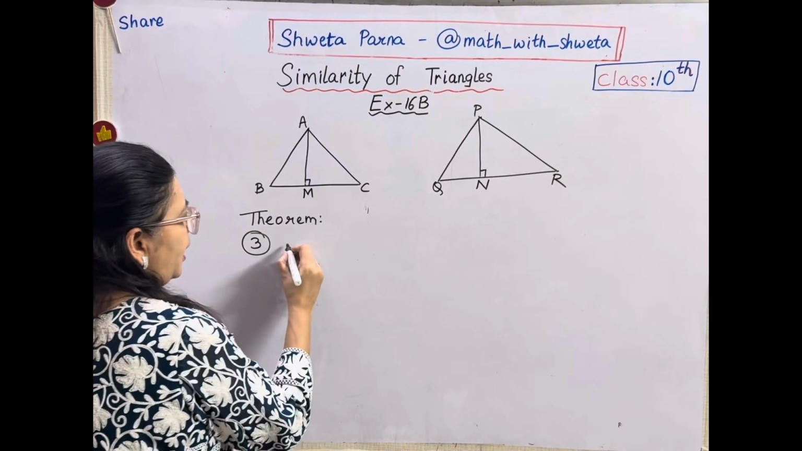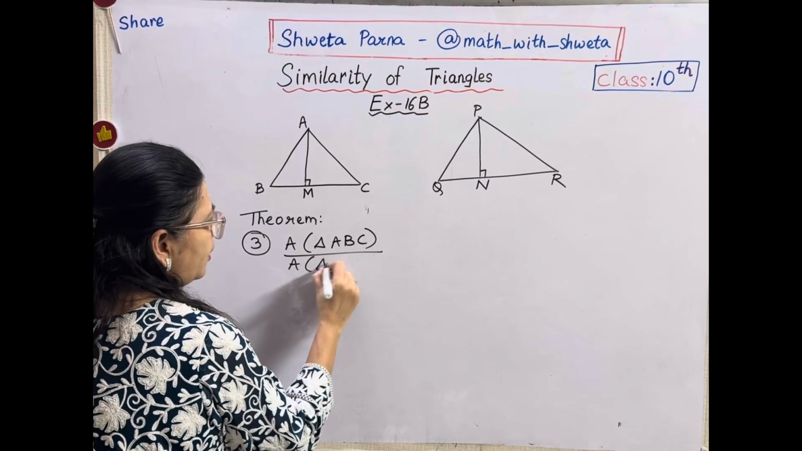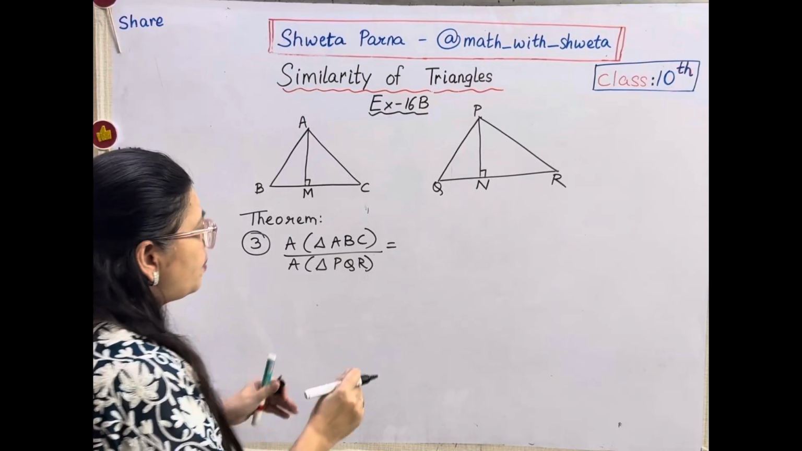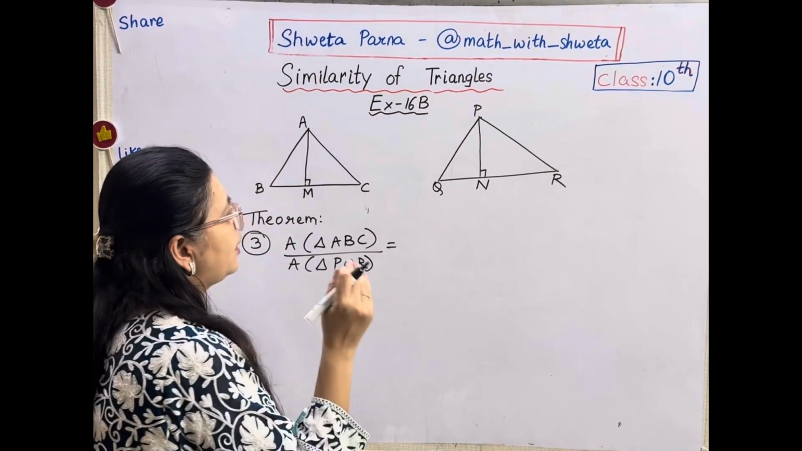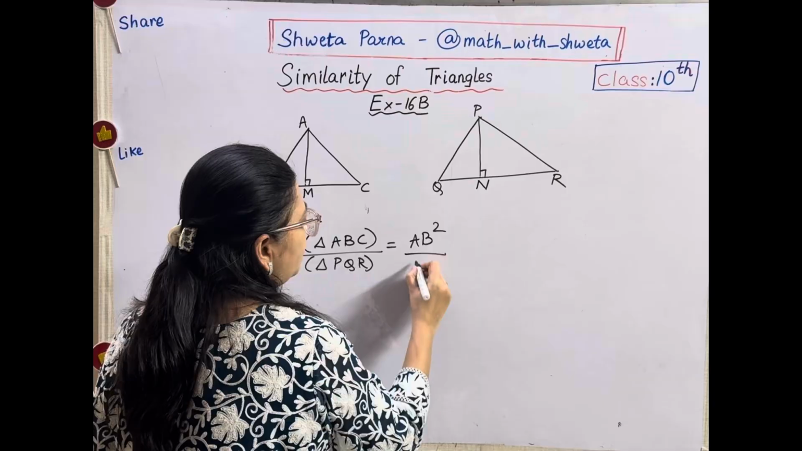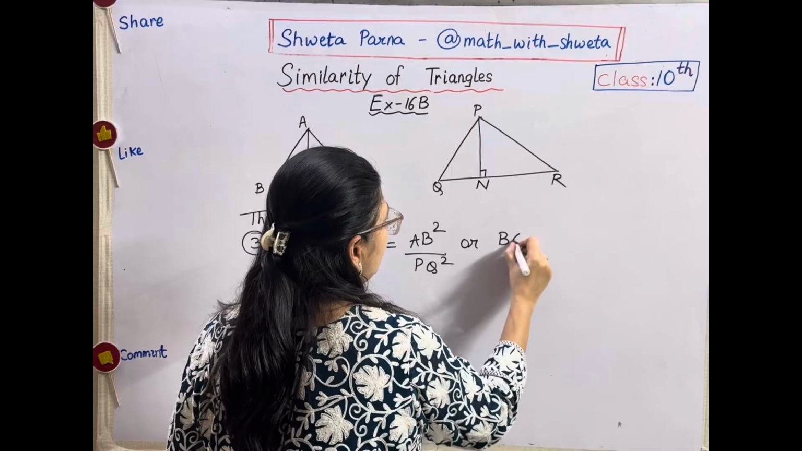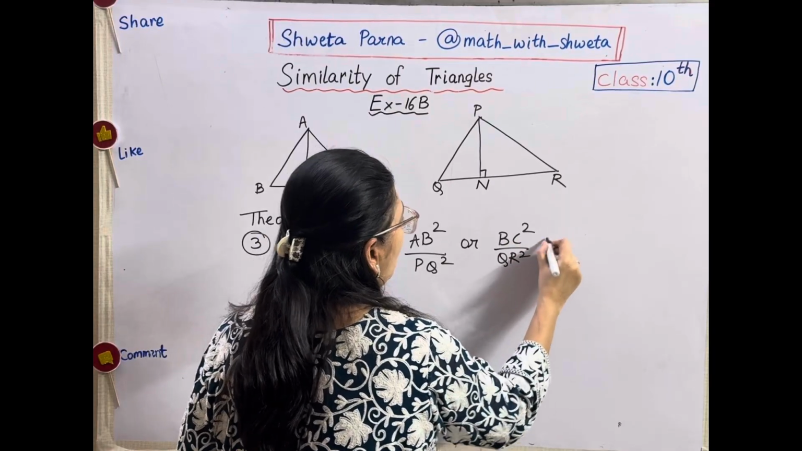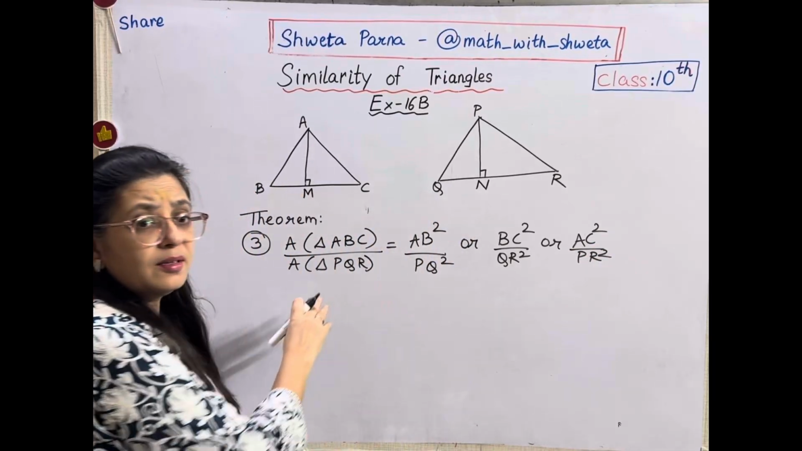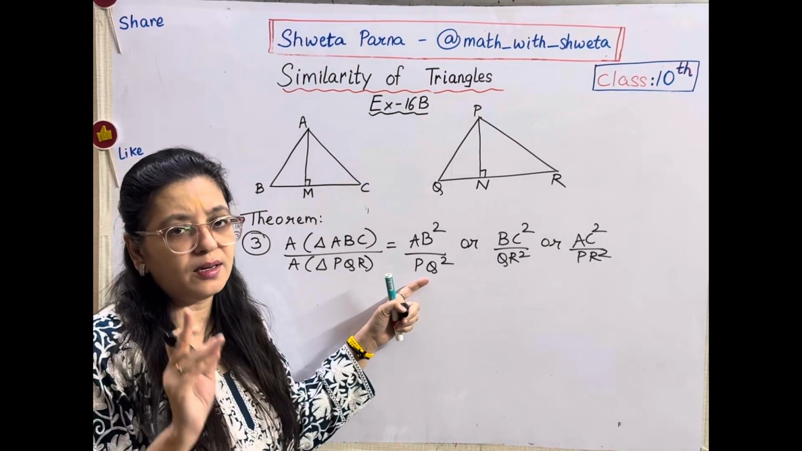What does it mean? Say area of triangle ABC upon area of triangle PQR. The areas of two similar triangles are proportional to the squares of their corresponding sides. So if I take side AB, then AB square upon PQ square is equal to BC square upon QR square, or AC square upon PR square. So the areas of two similar triangles are proportional to the squares of their corresponding sides.